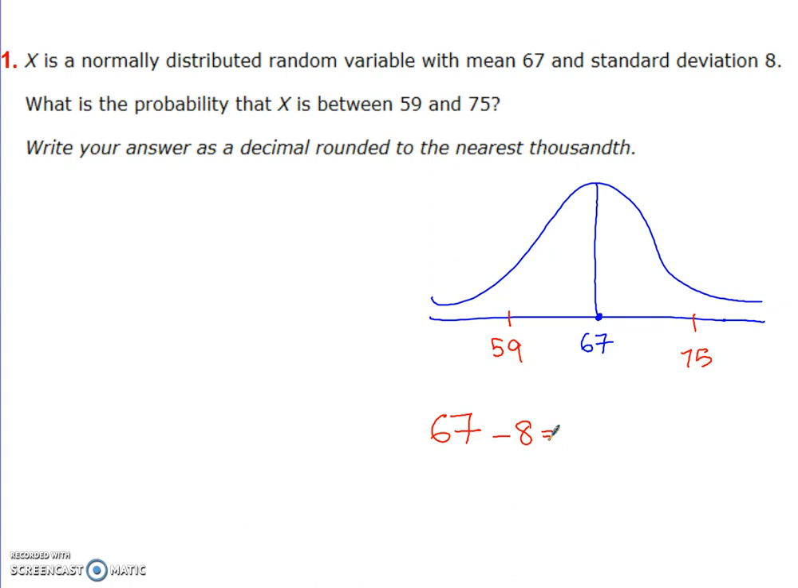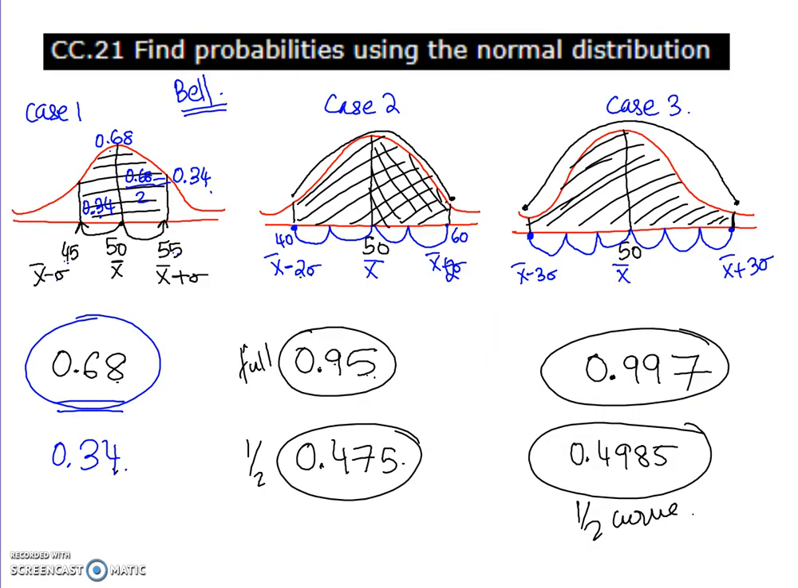We get 59, right? So I had to subtract, this is x bar, and my 59 is x bar minus 1 standard deviation only. What about 75? How do I get 75 from 67? Since it's to the right, I have to add. How many times did I have to add the standard deviation? 67 plus 8 will give us 75. So from x bar, I had to add the standard deviation once. And we know the formula for once, the probability is 0.68.